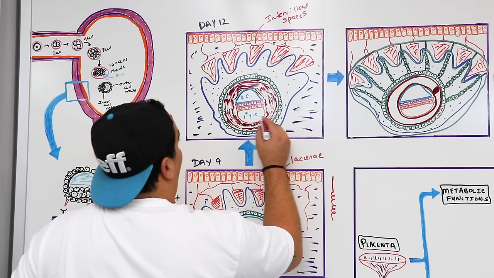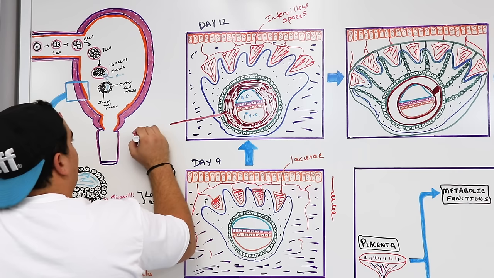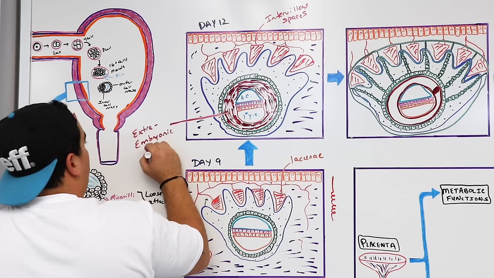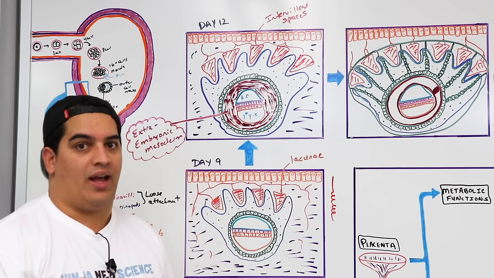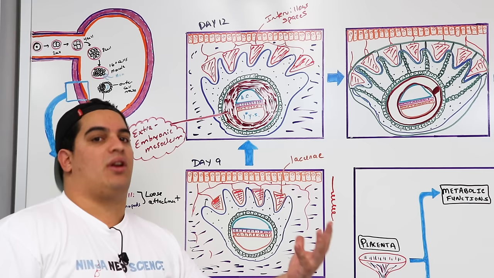So let's bring this out over here. We call this extraembryonic mesoderm. Extremely important, and the reason it's important is because this is going to lead to the formation of what's called the chorion. The chorion is a very important part of the placenta. It's the fetal component of the placenta. What we're going to talk about is the chorionic frondosum.